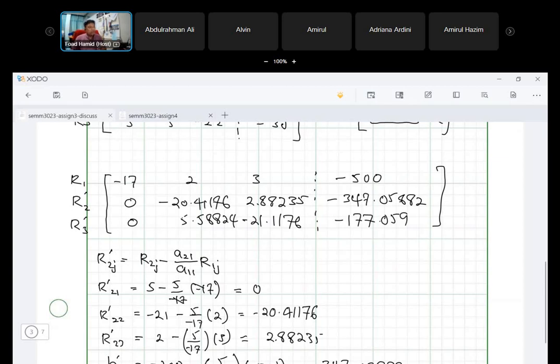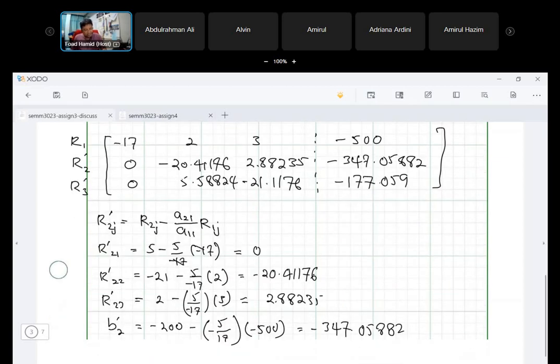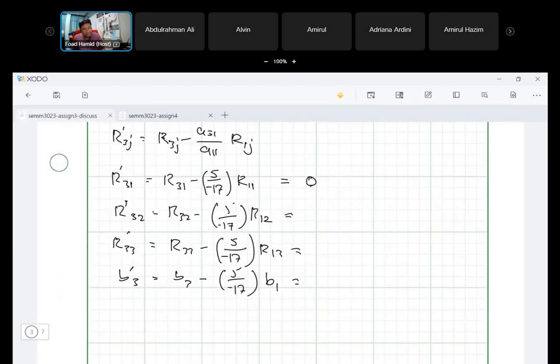177.059. So this is what I want to see. All this. This is the one that's giving you marks in your test. Okay, not just the solution. So this is after the first iteration. Now what we need to do is the second iteration.